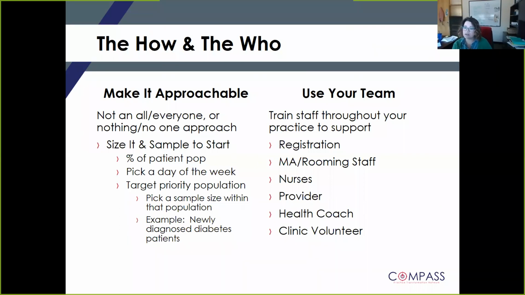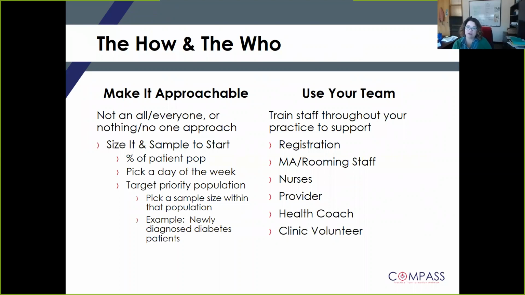So a lot of times one of the easy ways to go through is if they look at a percentage of their patient population, in that initial random sampling. It could be something where they pick a day of the week and say, right now we are so busy, but I think maybe we could start doing this with our patients on Fridays or Tuesdays.